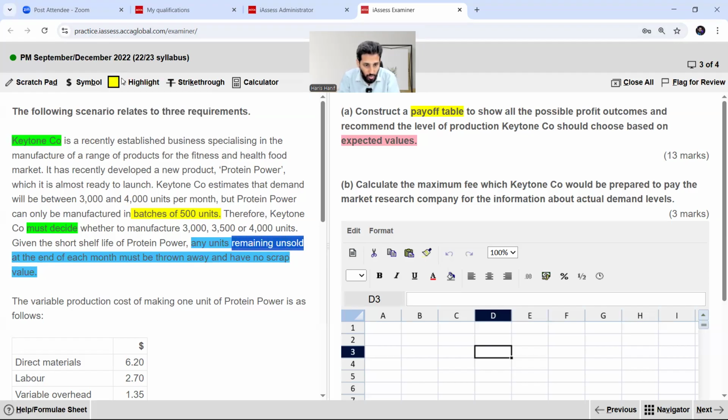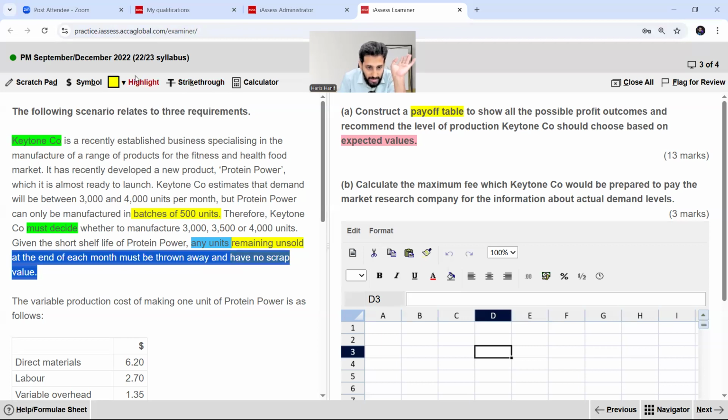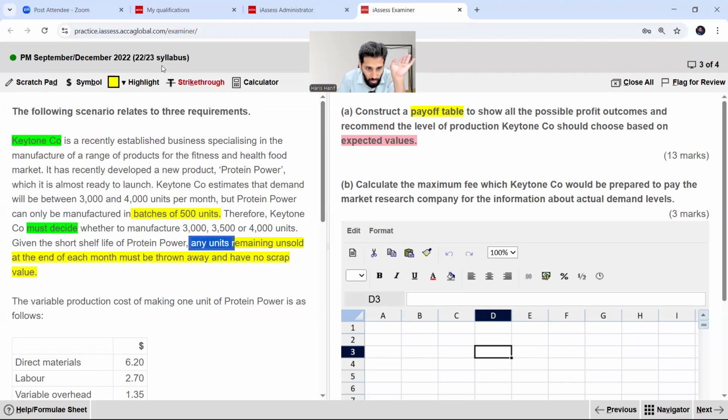Remaining units unsold. So what does it mean? It means that you are producing the units. Let's suppose you have produced 4,000 units, but they have not been sold. They have no scrap value.